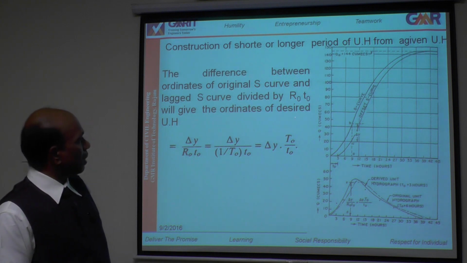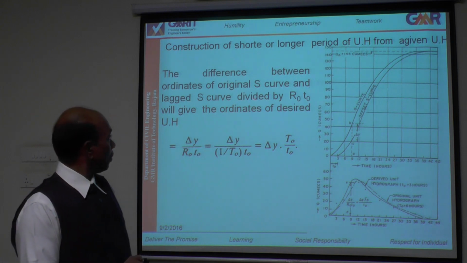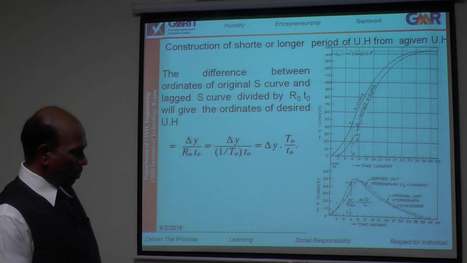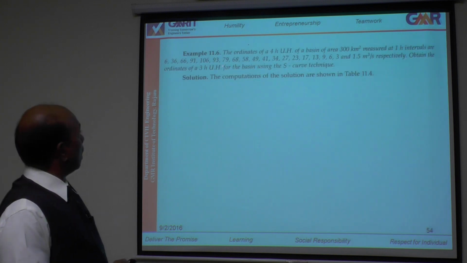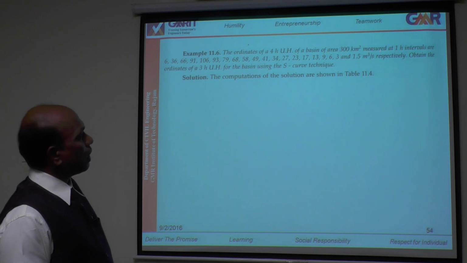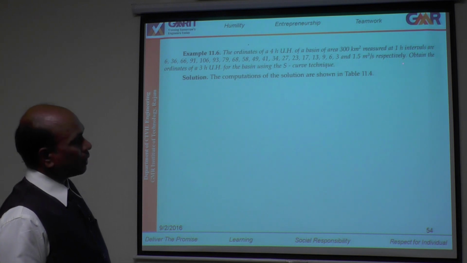Right, then how to construct the desired unit hydrograph. Here, this is one S curve, this is another S curve. The ordinates of a 4 hours unit hydrograph are given, with a catchment area of 300 square kilometers and a time interval of 1 hour. These are the ordinates of the 4 hours unit hydrograph: 0, 36, 66, 91, 106, 93 and 1.5 respectively.